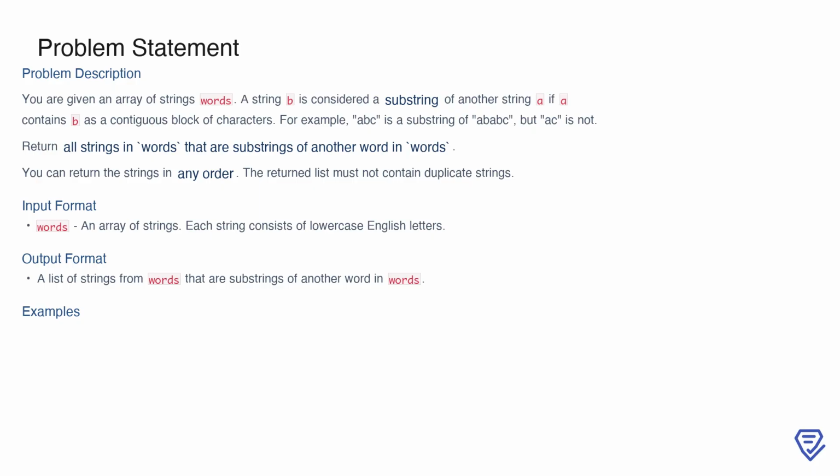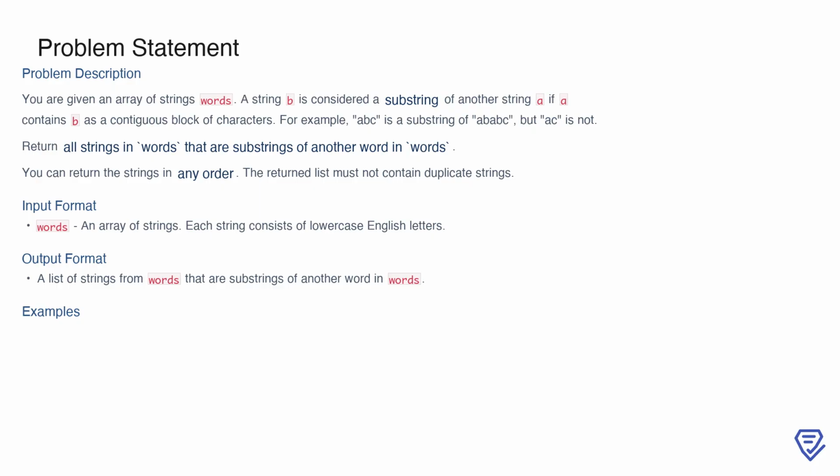The output should be a list of all such substrings from the input array, and you can return the list in any order. It's important to ensure that the output does not contain duplicate values. The input will only include strings made up of lowercase English letters, and the task is to determine which strings meet this criterion.